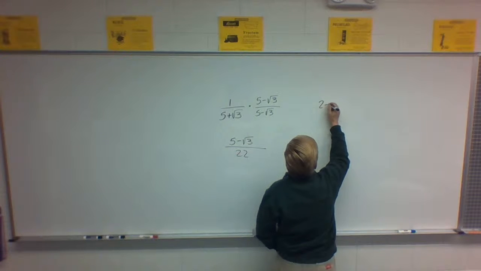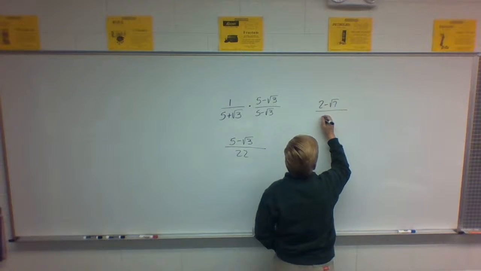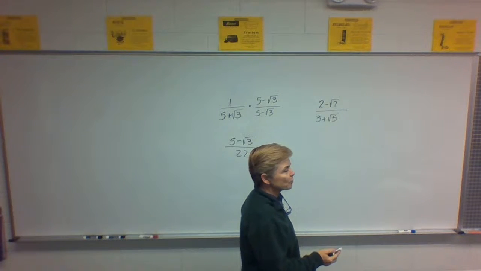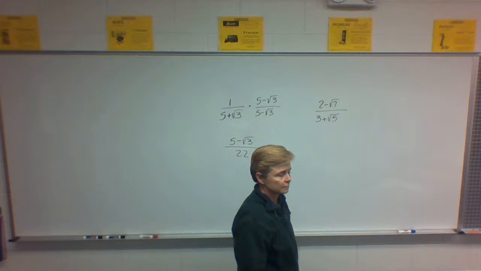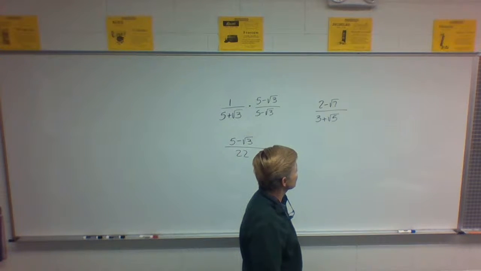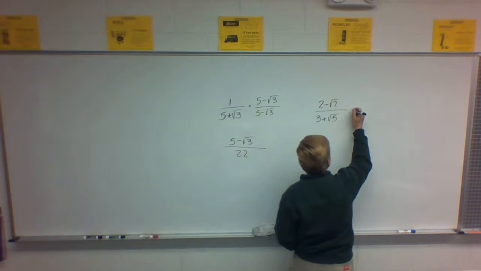I have 2 minus root 7 over 3 plus root 5. That's about as ugly as it's going to get. This is improper because of the root 5 in the denominator. And it's being combined with another thing, so it's a binomial. What should we multiply top and bottom by?